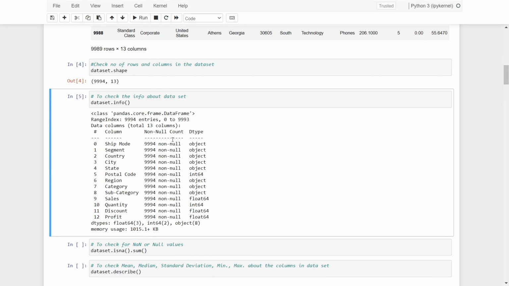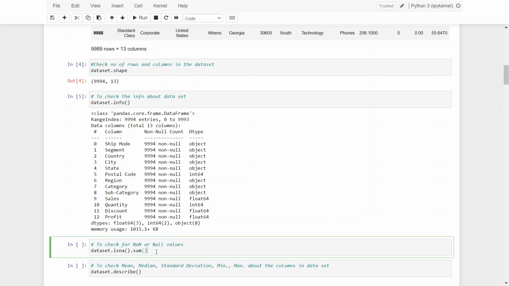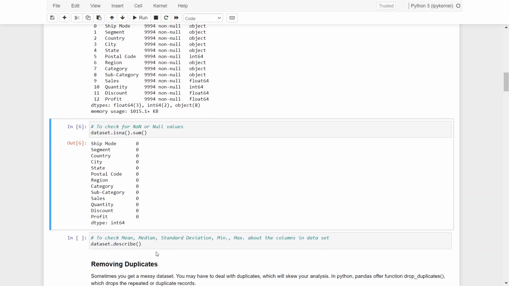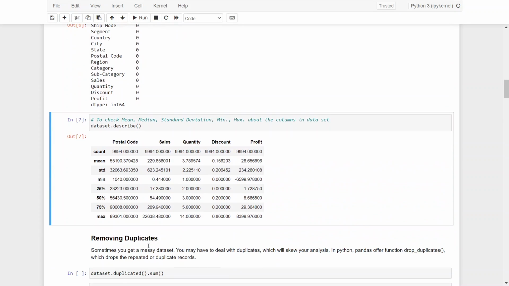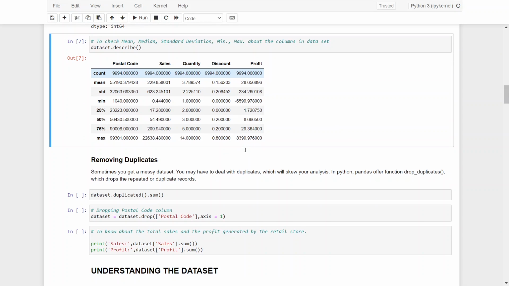You can see there are no null objects. After that, I'm going to manually check whether any null values are available or not. You can see there is no null variable available. So I am going to describe the dataset. As you can see, these are the descriptions: the mean, standard deviation, minimum, 25%, 50%, 75%, and the max values of the postal code, sales, quantity, discount, and profit, etc. are here. And after that, I'm going to remove the duplicates.